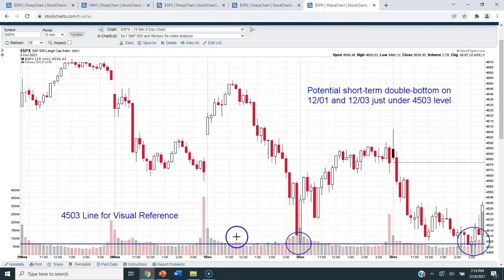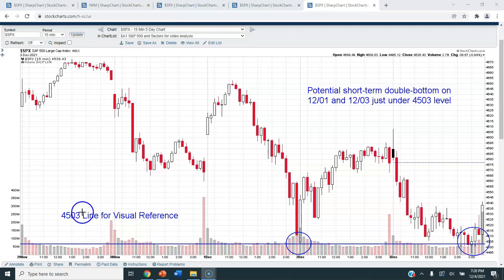But I want to point out here, and now we're looking at a 15-minute chart for the last 5 days. So for the last week of trading, Monday, Tuesday, Wednesday, Thursday, and Friday of last week, you can see this last week where we got really close to this 4503 line on December 1st and 2nd for a few minutes, and then rallied above that. Now, I just point out this 4503. This is just for visual reference. I just drew the line to make it easy to see.